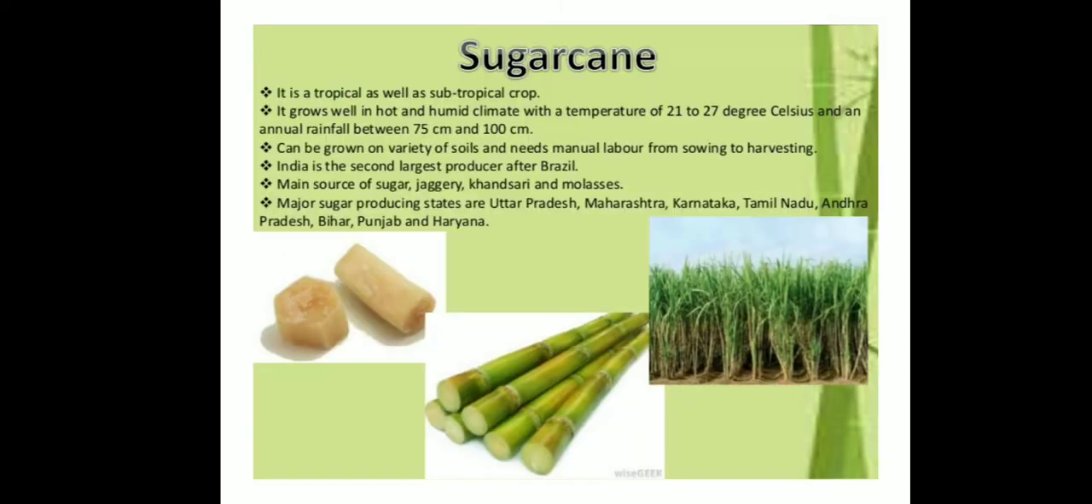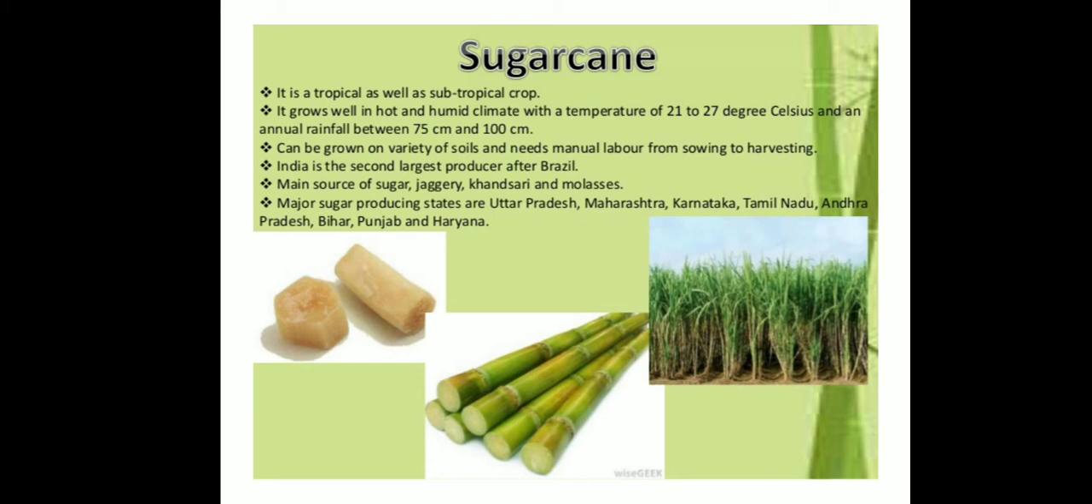After that, we have sugarcane. It is a tropical as well as subtropical crop. It grows well in a hot and humid climate with a temperature of 21 to 27 degrees Celsius and an annual rainfall between 75 centimeters and 100 centimeters. That means it is a crop which is grown in tropical and subtropical areas of our country. It needs hot and humid climates. That means temperature must be 21 to 27 degrees Celsius and annual rainfall between 75 to 100 centimeters.